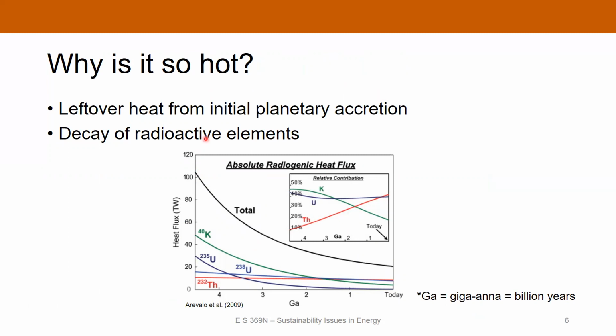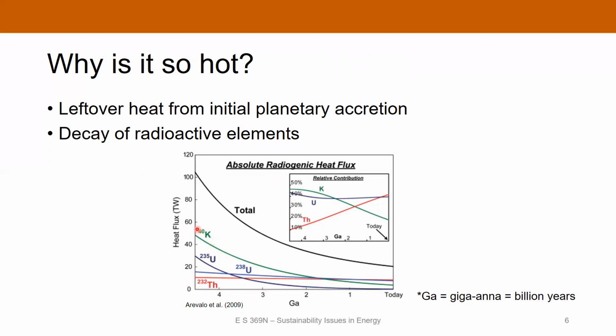There's also a lot of radioactive elements within the Earth, most notably potassium-40, a couple of isotopes of uranium, 235 and 238, and then thorium-232. So this is a plot of the heat flux due just to radioactive decay over the entire history of the Earth, going back 4.5 billion years, okay?